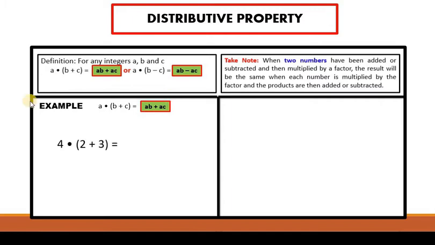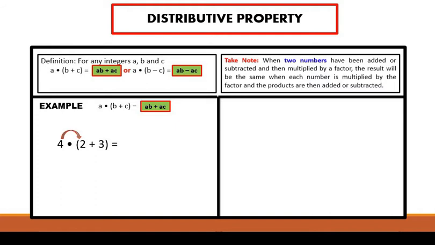Okay? So, for example, I have 4 times the quantity of 2 plus 3. So, when you say the word distributive, it comes from the root word distribute. So, for us to simplify this, the number outside the parenthesis will be distributed here. Okay? Since there is a parenthesis, remember, distributive property involves multiplication. Okay? So, pag may parenthesis and you distribute for the number 4 here sa loob ng parenthesis, you're going to multiply.